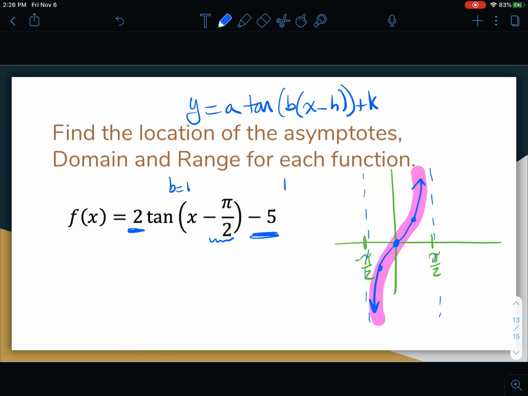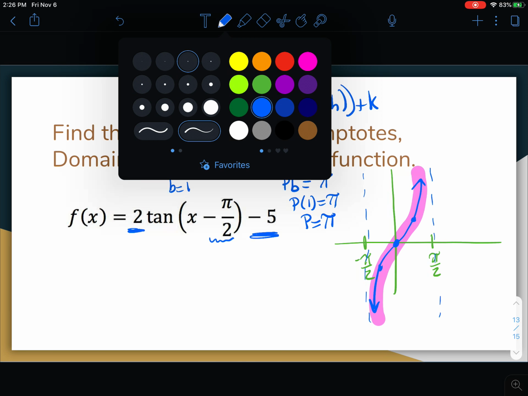Now, the b value in this case is 1. So I'm going to say b times the period is equal to pi because it's tangent. So the period times 1 is pi, and the period is just pi. So period is the same. This pink highlight is just regular y equals tangent of x, no parameter changes. So this shift to the right is what we're really going to focus in on.